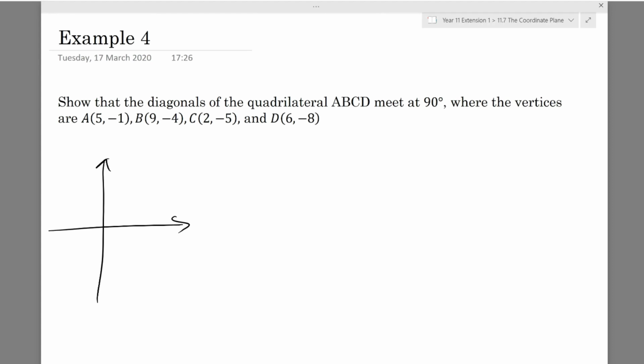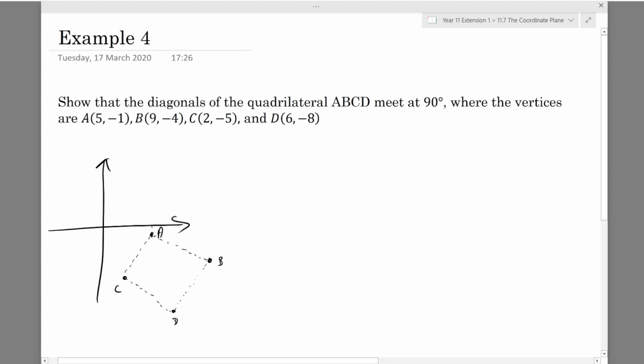So, let's go 5, -1, so that's about here. That's A. 9, -4 is about here. We'll call that B. 2, -5 is about here. We'll call it C. And 6, -8 is about here. If I put these together, hopefully you can see that I've got what resembles kind of a square. Now, it's not going to be perfect, but you can kind of say, oh yeah, it kind of looks like a square.